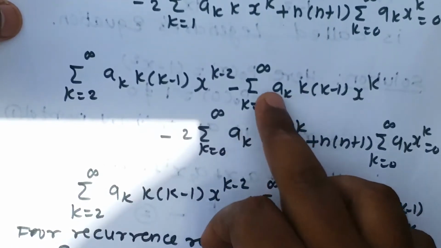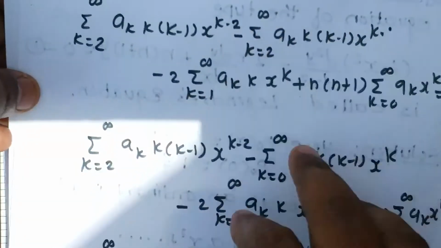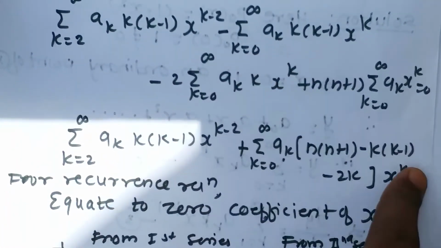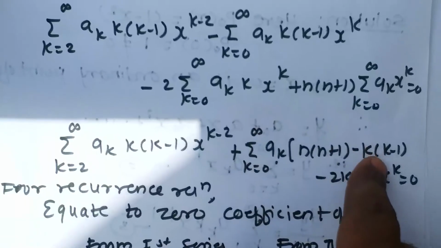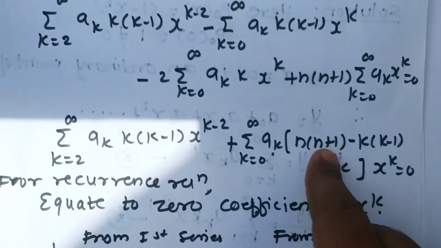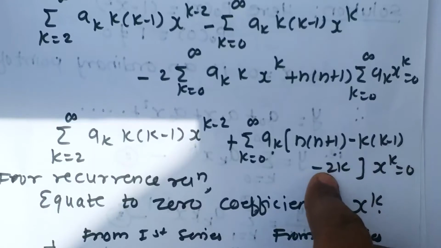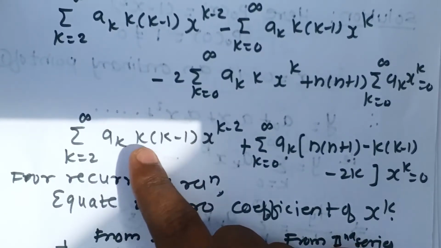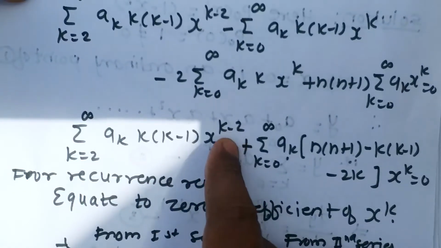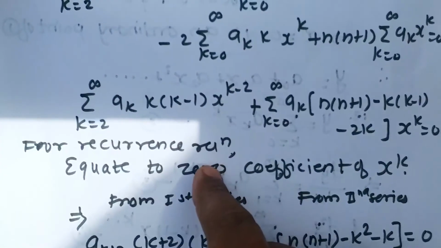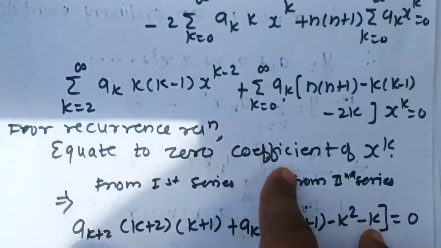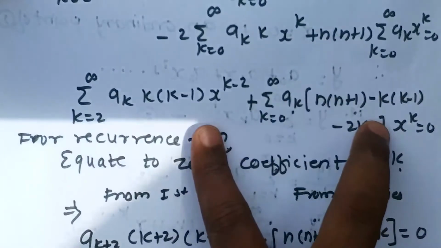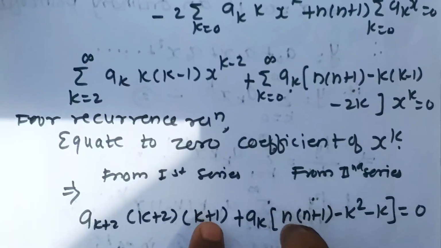So after doing that, I have changed here range 0 to infinity of both the series. Same series I have written here. Okay, and later on I have taken common ak and x raised to k. After taking common ak and x raised to k from three series, we'll get here n into n plus 1 minus k into k minus 1 minus 2k. And here the first series as it is, from 2 to infinity ak k minus 1 x raised to k minus 2, right? Now for getting the recurrence relation, we equate to 0 the coefficient of x raised to k. Okay, so we need to check the coefficient of x raised to k in both the series, and we need to equate it to 0 to get the recurrence relation.